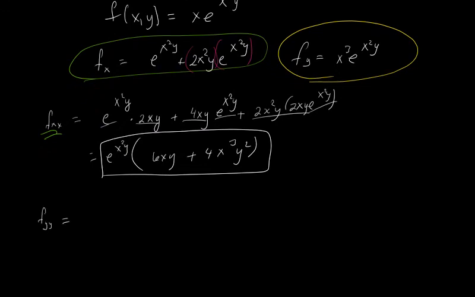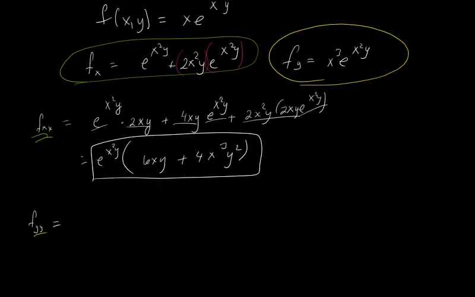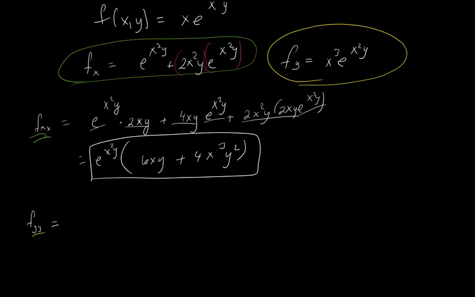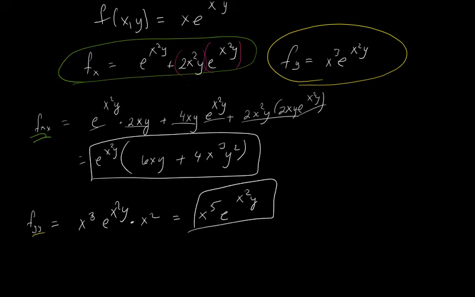So now I'm looking at strictly the yellow here because I'm not interested in the green over there. Just f sub y, we've got that. So now we're going to take the partial derivative of that with respect to y again. So once again, x cubed is constant with respect to y, so there's no product rule needed. So we've got x cubed times e to the x squared y, chain on the derivative of x squared y with respect to y, which is x squared. So this is going to be x to the 5th e to the x squared y.